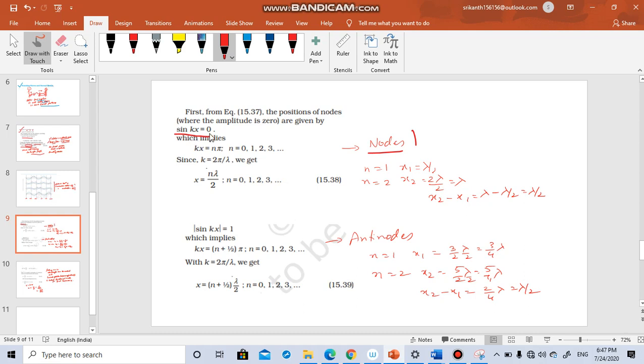Where it will be equal to 0: sin 180 is 0, sin 360 is 0. That means kx should be in the format n pi, where n can be 0, 1, 2, 3, all integer values. But k is the angular wave number, which you know is 2 pi by lambda. So from here we can find the value of x. You just put k equal to 2 pi by lambda in this formula, then you get x equal to n lambda by 2, and n is 0, 1, 2, 3, etc.